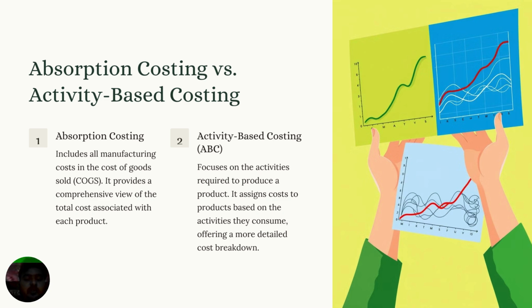Next is absorption costing versus activity-based costing. Absorption costing, as we have already discussed, includes all the manufacturing cost in the cost of goods sold. It provides a comprehensive view of costs associated with each product. But activity-based costing focuses on the activities required to produce a product. It assigns cost to products based on the activities they consume, offering a more detailed cost breakdown.